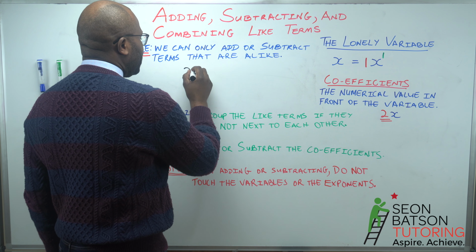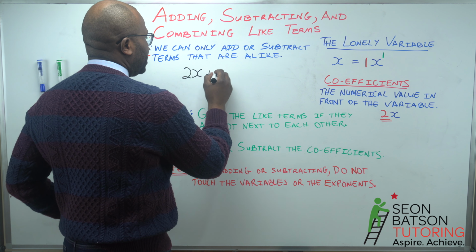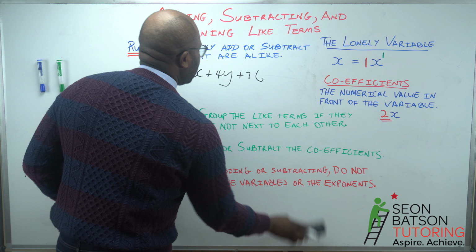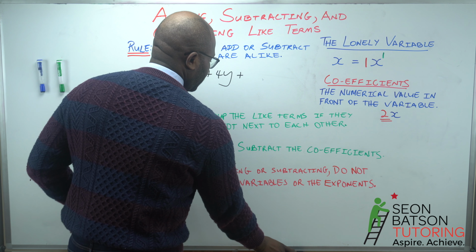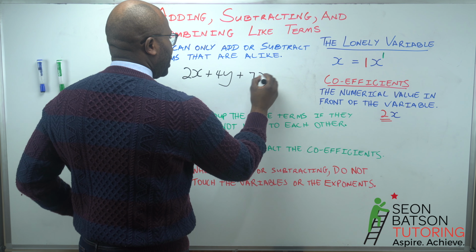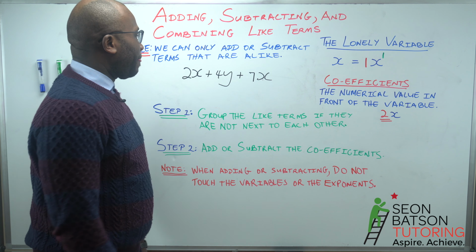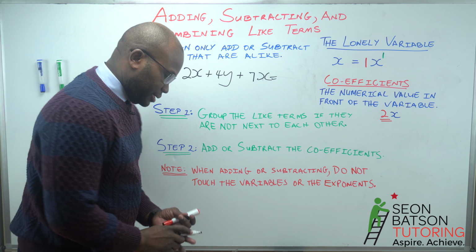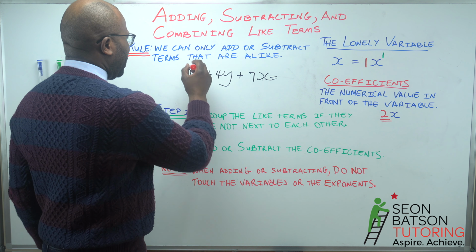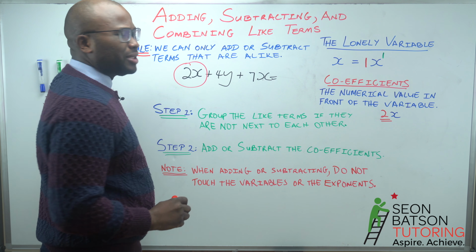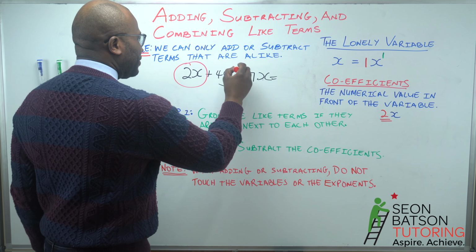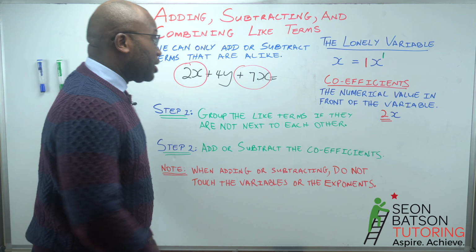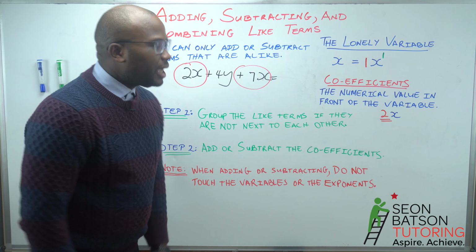So let's do 2x plus 4y plus 7x. Let's do this one here. Very interesting here, right? Do you see any like terms? Yes. What are they? Very good, 2x. And what's the other one? Very good, 7x. Why are they alike, may I ask? Very good, because they have the same variable. And the variable is x.